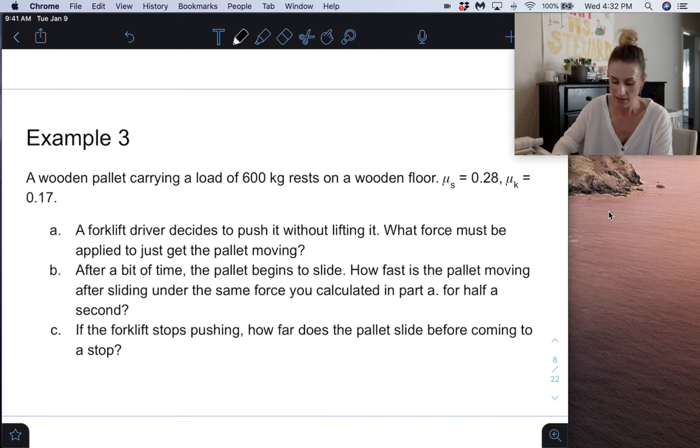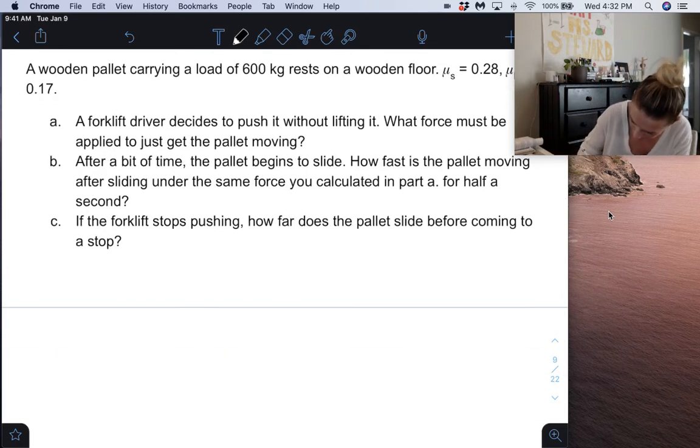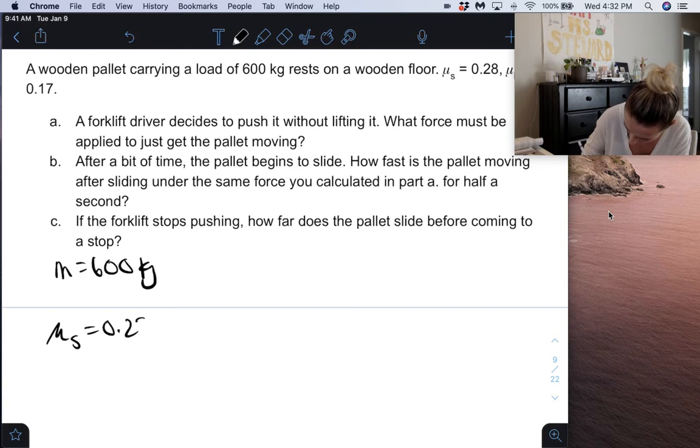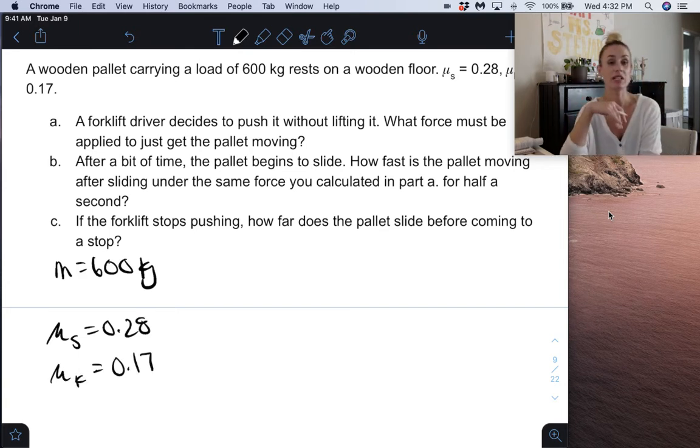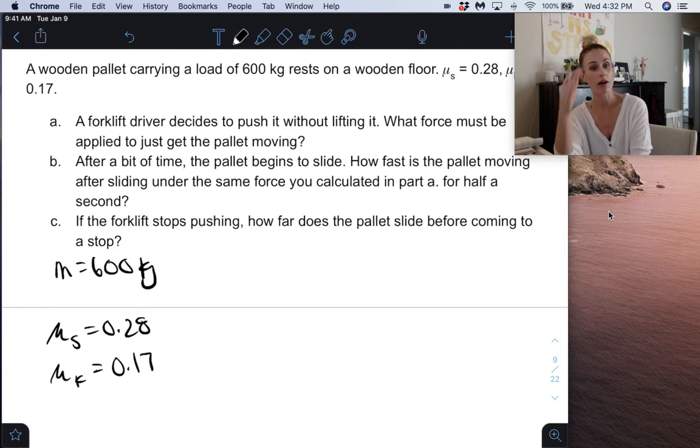Now we're given a mass of 600 kilograms. And then we're given the coefficient of static friction is 0.28 and the coefficient of kinetic friction is 0.17. Notice how the coefficient of static friction is larger than the coefficient of kinetic friction, because the friction force is larger when something is not moving, and then as soon as it gets moving, the friction force drops down.